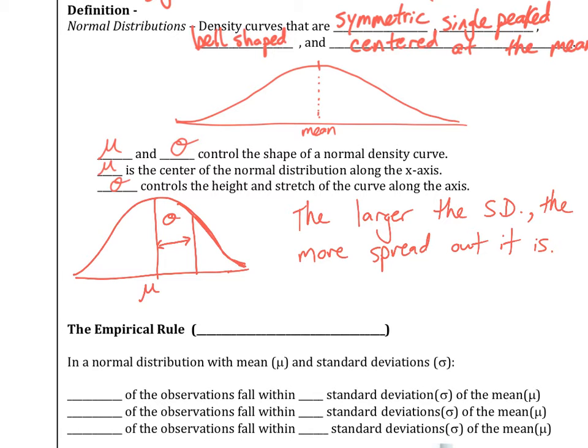Empirical rule is the 68, 95, 99.7 rule. This will come back up. I'll come back to it and I'll explain this again later, but that's the empirical rule, which is what we kind of fall back on.